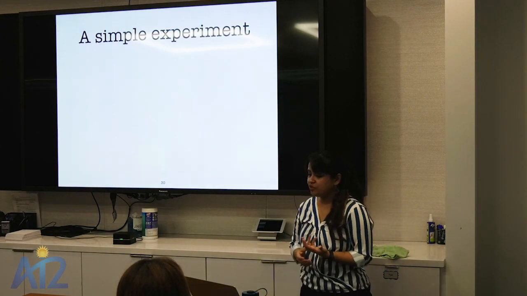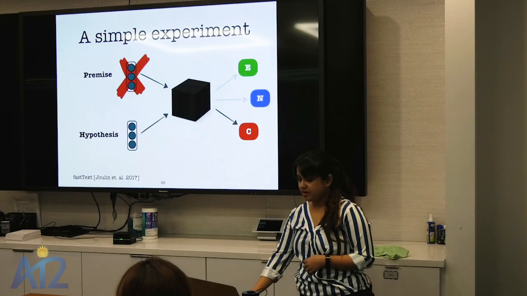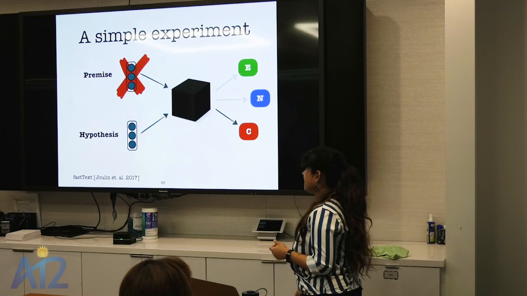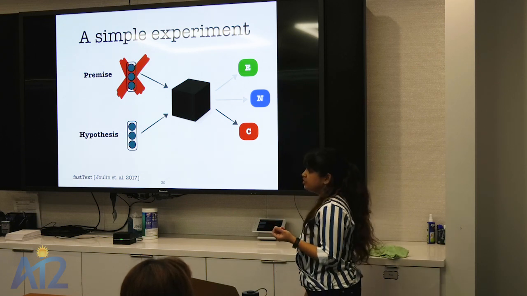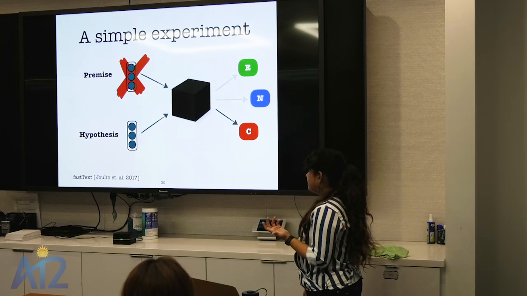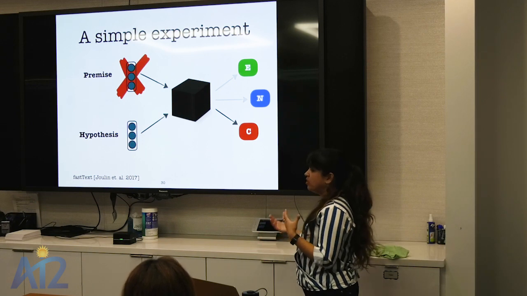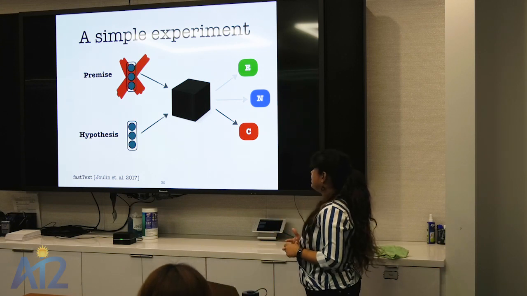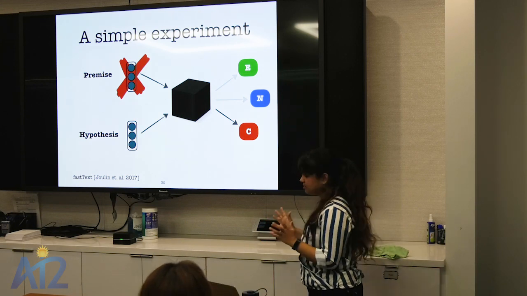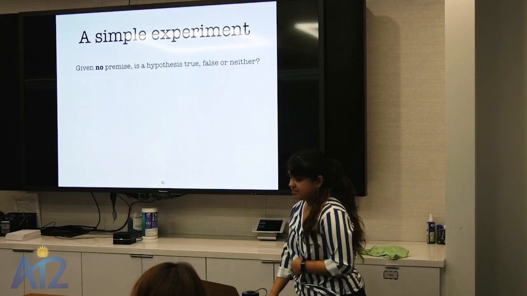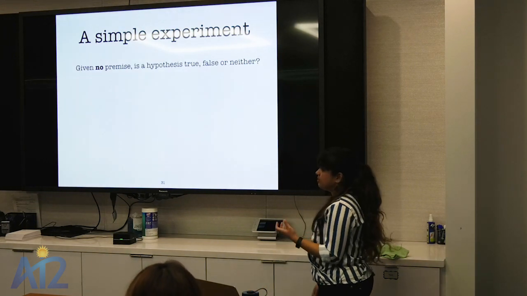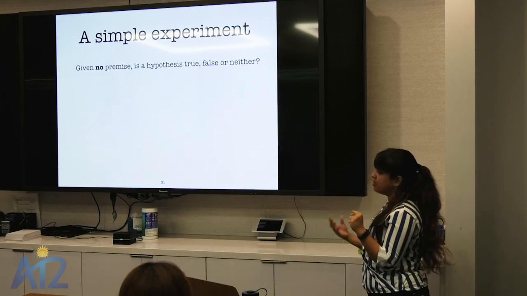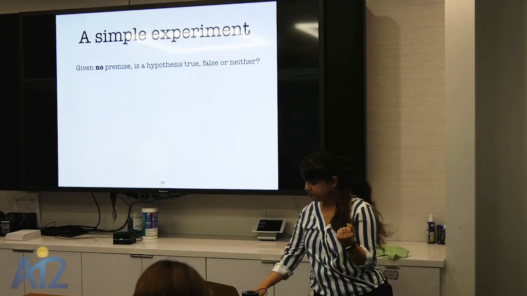So we tried this simple experiment where we just replaced the premise in this task with a degenerate null string. We wanted to see what kinds of baselines were good for this task, and we did this very simple experiment, just playing around. To see what the model learns, the task is actually: given no premise, is a hypothesis true, false, or neither?